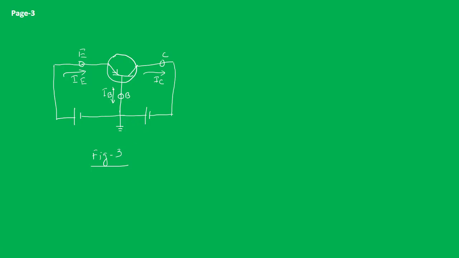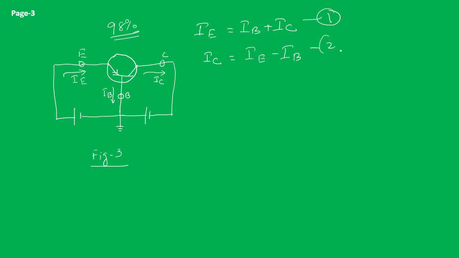So here, due to the recombination, more or less 98% of the holes will be allowed to pass to the collector, and as a result of that, we can say that IE is equal to IB plus IC. Let us call it equation number 1. In other words, you can write IC, that is the collector current, which is nothing but IE minus IB.